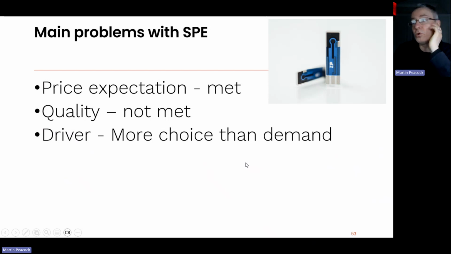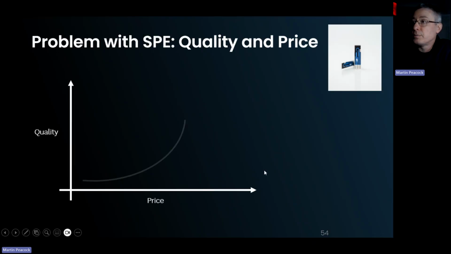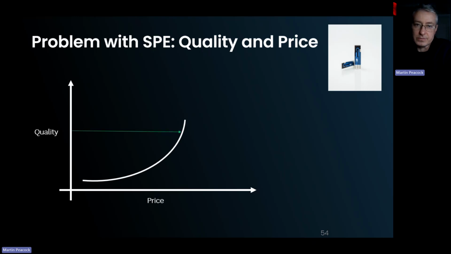The problem is that there's more suppliers of screen printed electrodes than there are people who actually need them. So there's more choice than there is demand for it. The problem with all this excess choice is really one of quality. Often people say, if you want high quality, you have to pay a high price for it.